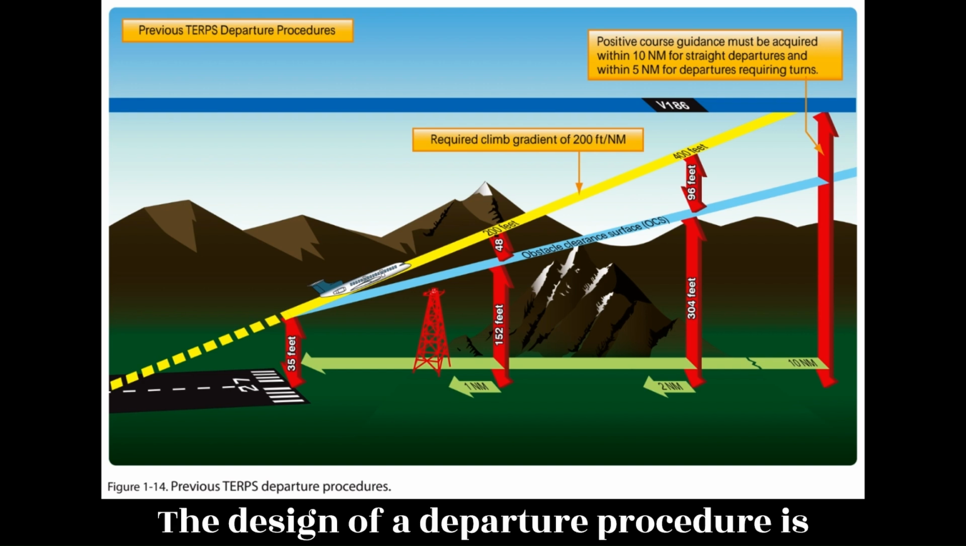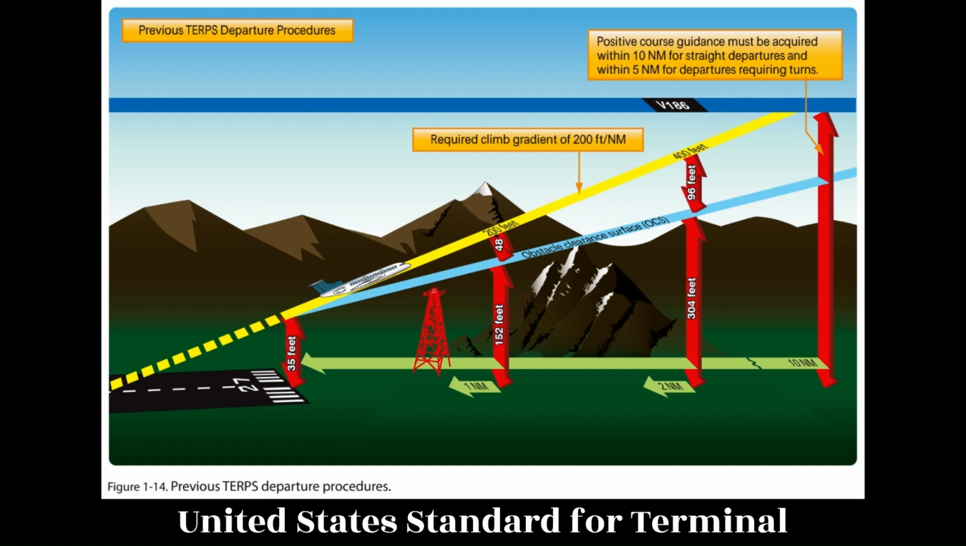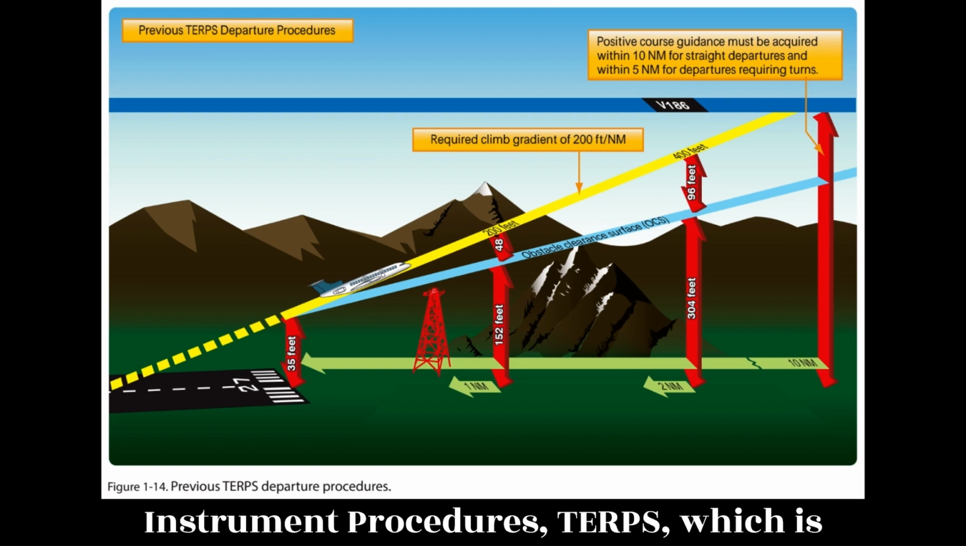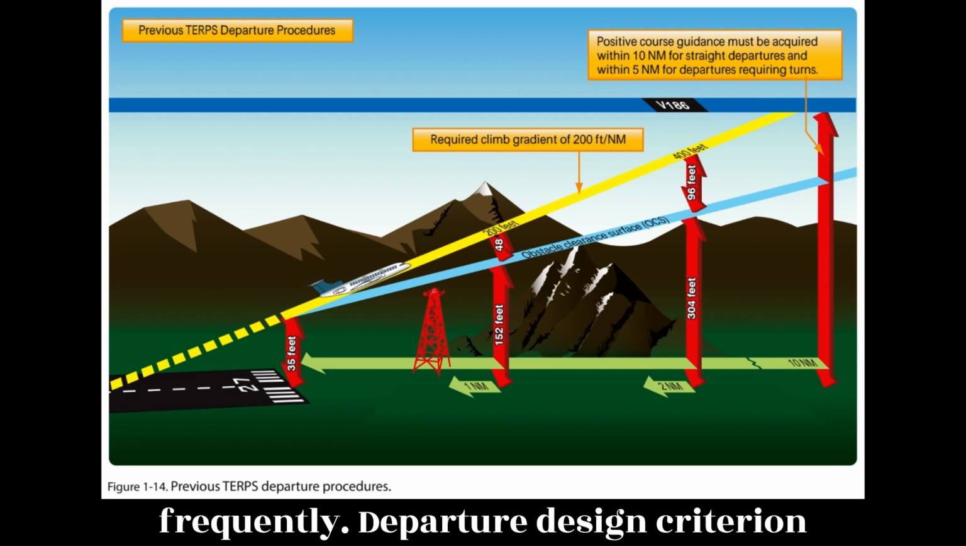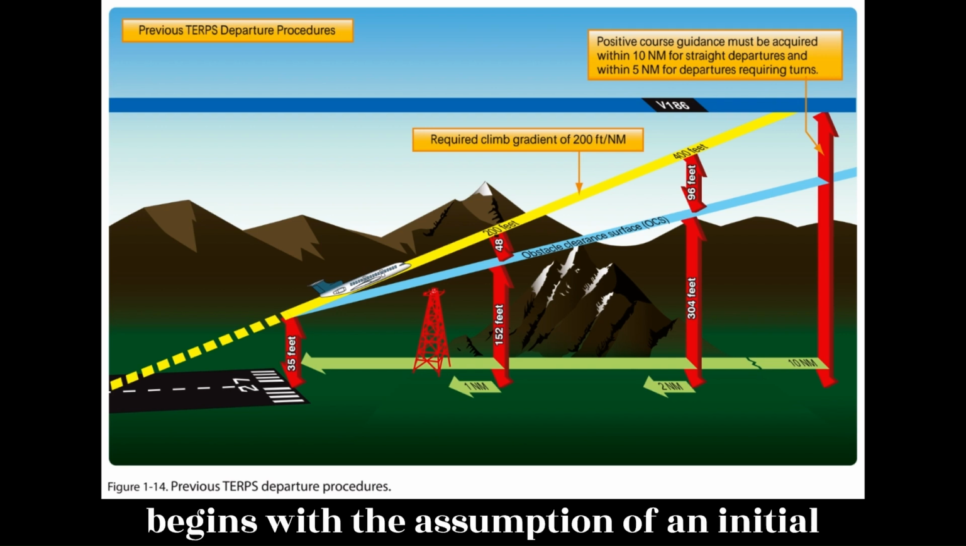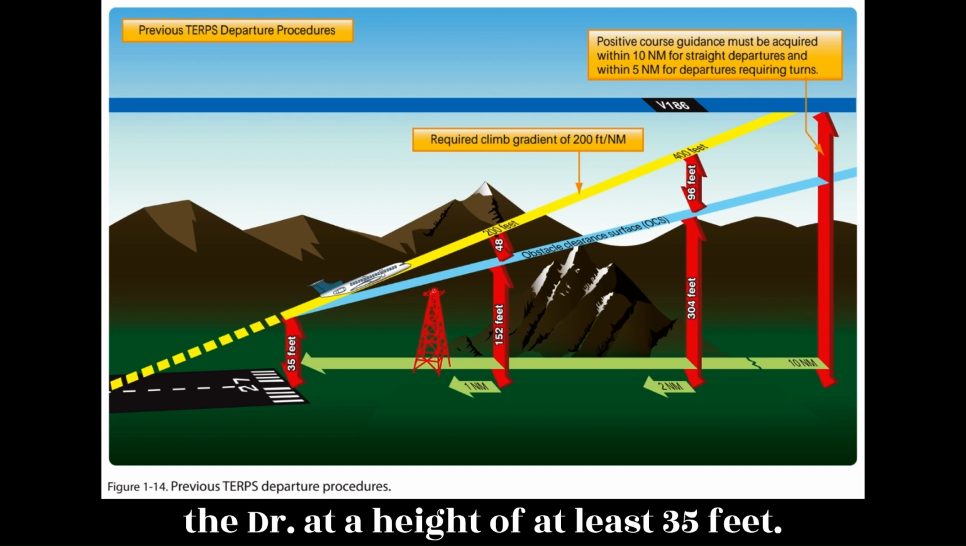The design of a departure procedure is based on FAA Order 8260.3, United States Standard for Terminal Instrument Procedures, TERPS, which is a living document that is updated frequently. Departure design criterion begins with the assumption of an initial climb of 200 feet per nm after crossing the DER at a height of at least 35 feet.